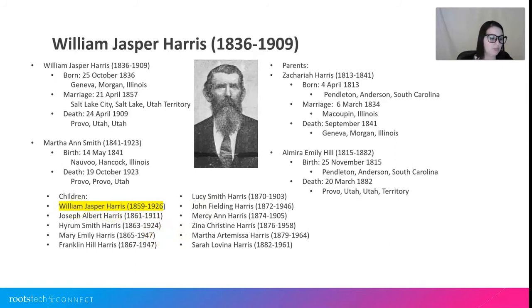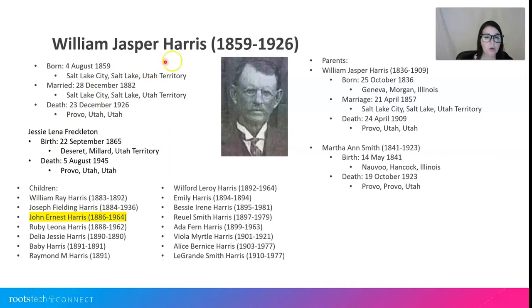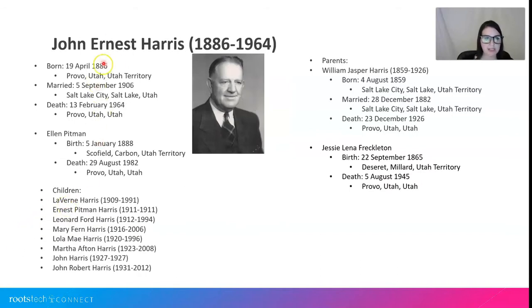After William, then you have his son, William, who married Jessie. His parents are William and Martha, as we mentioned before. And then he was born in 1859. He died in 1926. This is his son, John Ernest, who we'll be using for the 1930 through the 1940 U.S. Census. And then for John Ernest, he was born in 1886. These are his children. He married Ellen, and these are his parents.